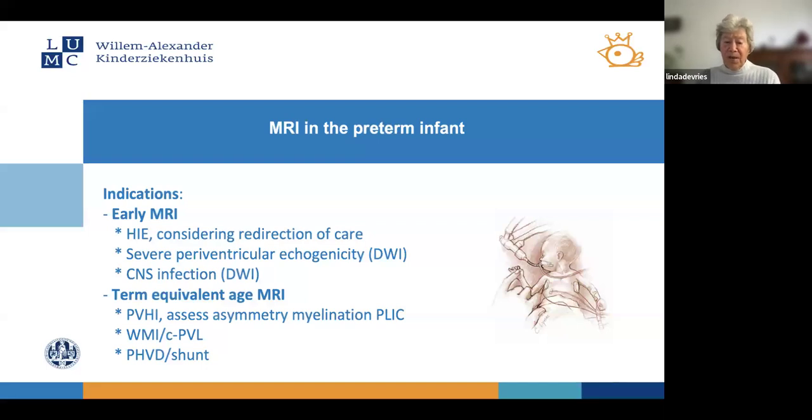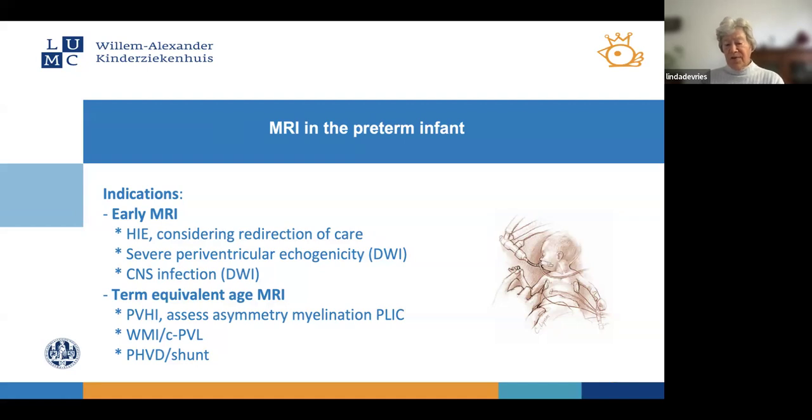In the preterm baby, I would consider doing an MRI early if there is perinatal asphyxia and you consider redirection of care. If you have a lot of echogenicity in the white matter and you're uncertain whether this is going to evolve into cystic lesions or not. And again, when there is a severe CNS infection.